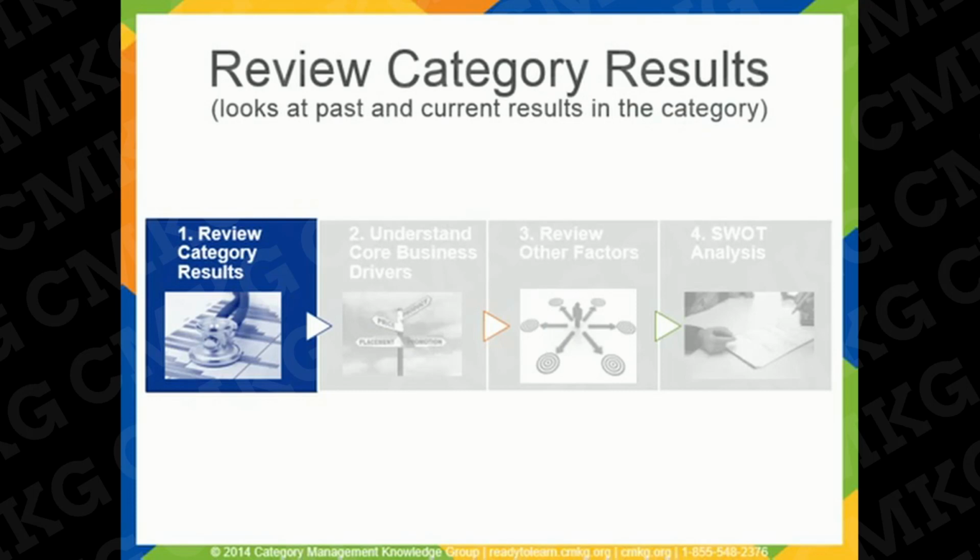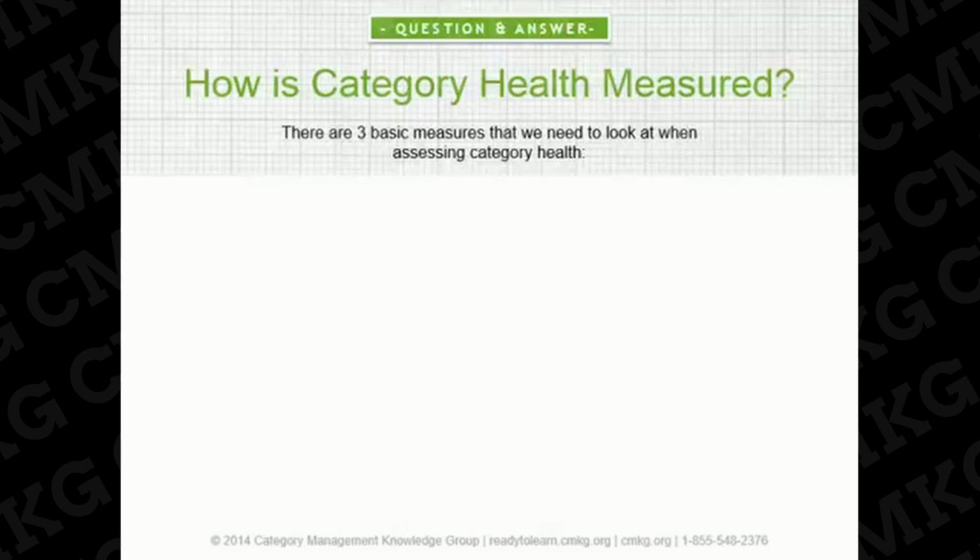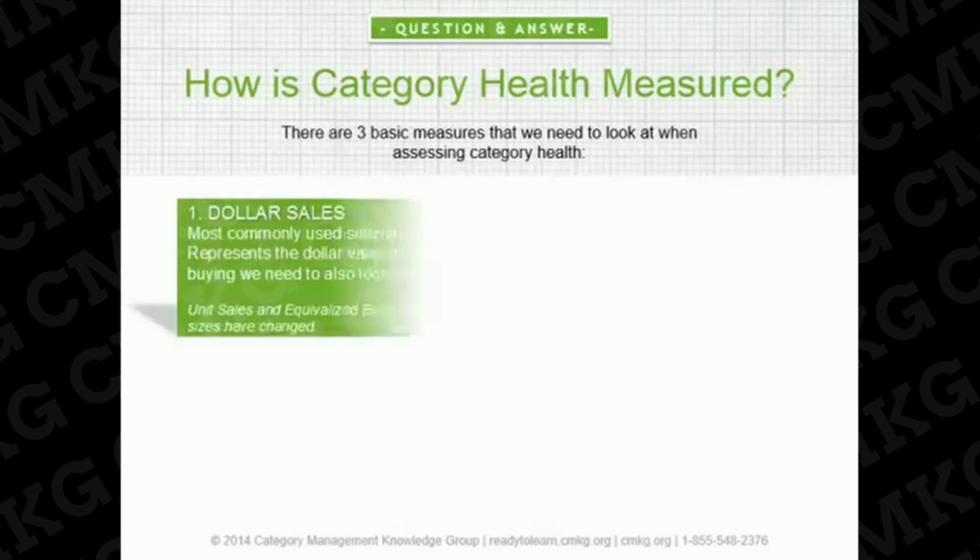We are now ready to start reviewing category results. This step gives us a look at past and current results in the category for the retailer. It also looks at business results based on syndicated POS data. There are three basic measures that we need to look at when assessing category health.